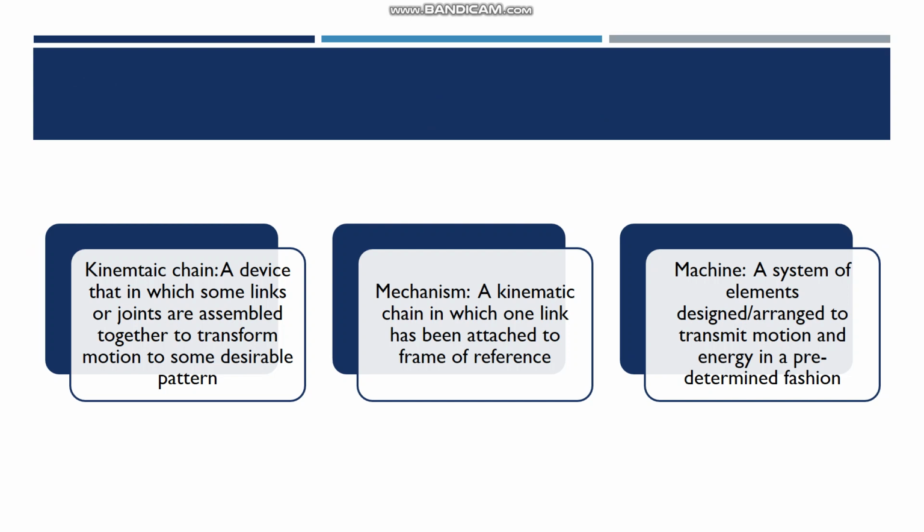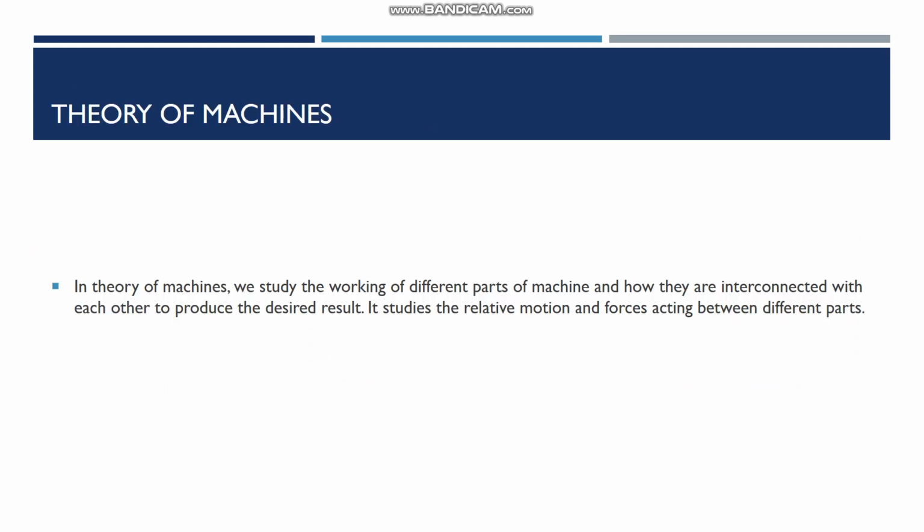And what is a machine? A machine is a system of elements that are designed in such a way to give some particular motion. In theory of machines, we study the working of different parts of a machine and how, when these different parts are connected together in some fashion, they give us some output.